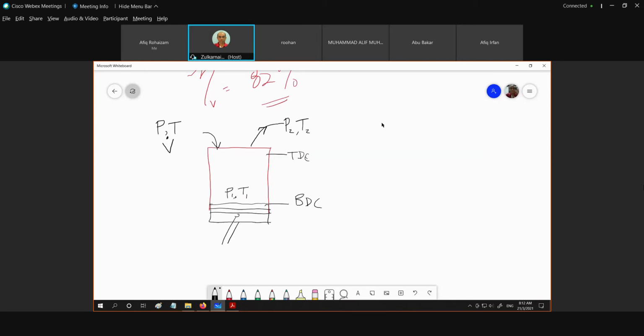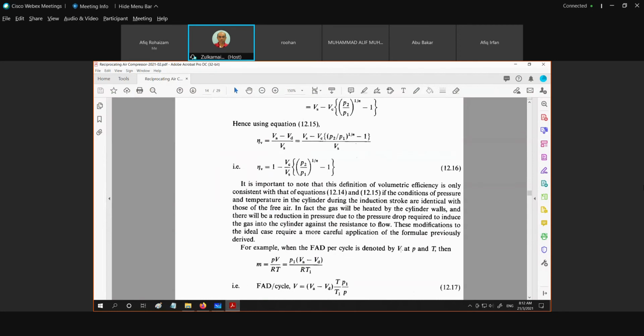Right. Dan persamaan yang kita dapat untuk volumetric efficiency, dia mengatakan bahawa this is equal to VA minus VD divided by VS. Dia katakan this formula is only valid apabila P is equal to P1 and T is equal to T1. Itu yang disebut dalam statement dalam teks. Dia kata apa? This formula is only true if the temperature in the cylinder during induction stroke is identical with those at free air.